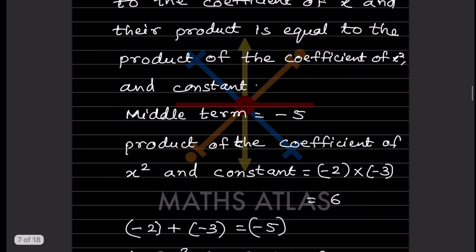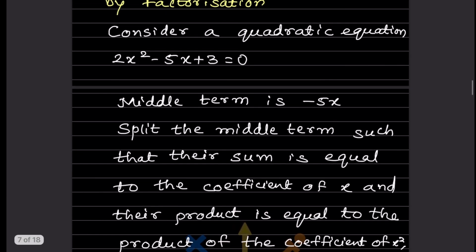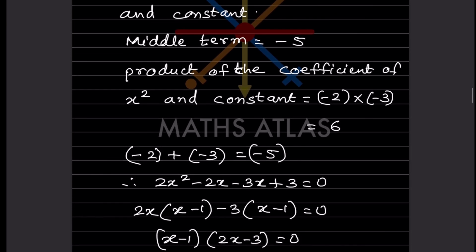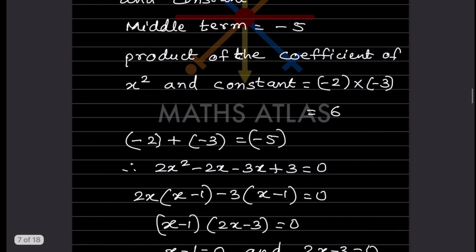Now the middle term is minus 5, and the product of the coefficient of x squared and the constant is 6. How will you write that? You can write 6 as minus 2 into minus 3. The middle term we want is minus 5, so we can write minus 2 plus minus 3, that will be minus 5. So the middle term has been split into minus 2x and minus 3x.